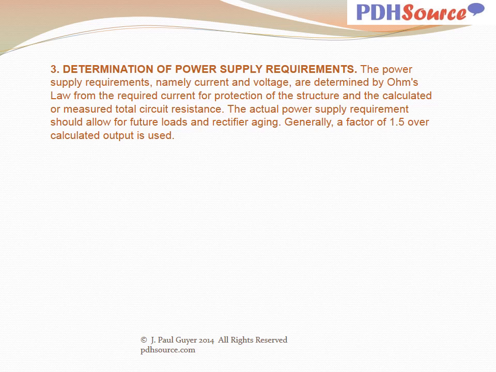The power supply requirements must be determined. The power supply requirements, namely current and voltage, are determined by Ohm's law from the required current for protection of the structure and the calculated or measured total circuit resistance. The actual power supply requirement should allow for future loads and rectifier aging. Generally, a factor of 1.5 over calculated output is used.